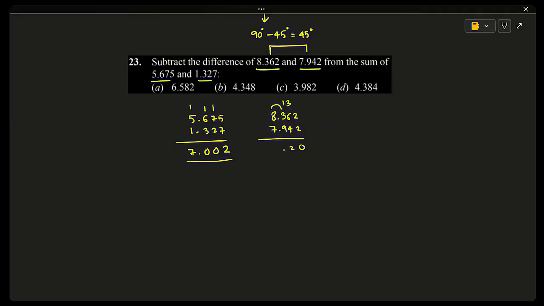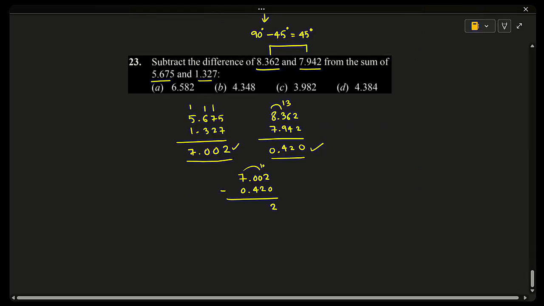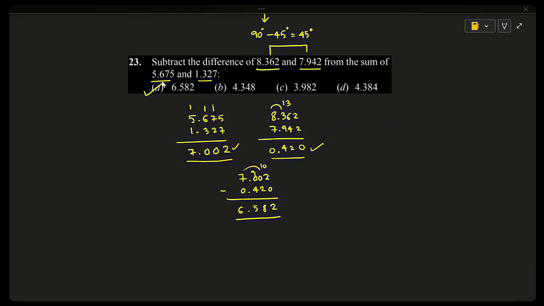Take borrow, 13 minus 9 is 4 and 7 minus 7 is 0. They said subtract this from this sum. That means 7.002. From this you need to subtract 0.420. We'll be getting 2, and we'll be getting 10 minus 2 is 8, 9 minus 4 is 5, and this is 6, 6.582. That is option A. Simple question, addition and subtraction of decimals. 24th one.